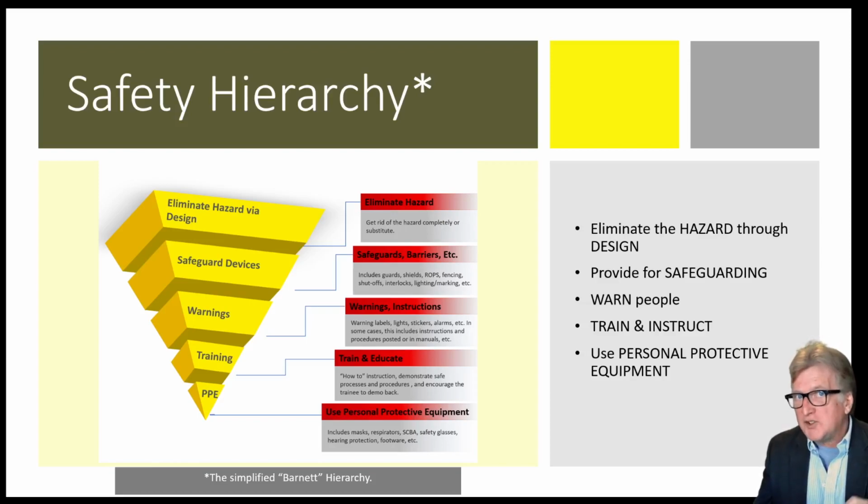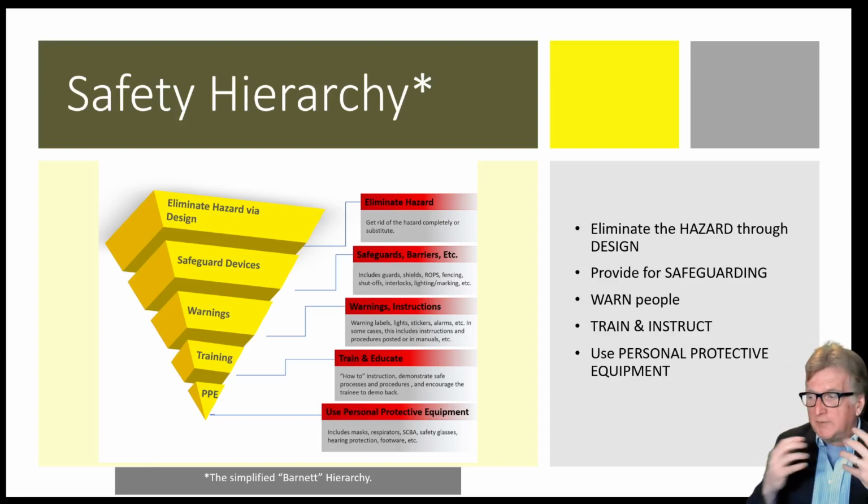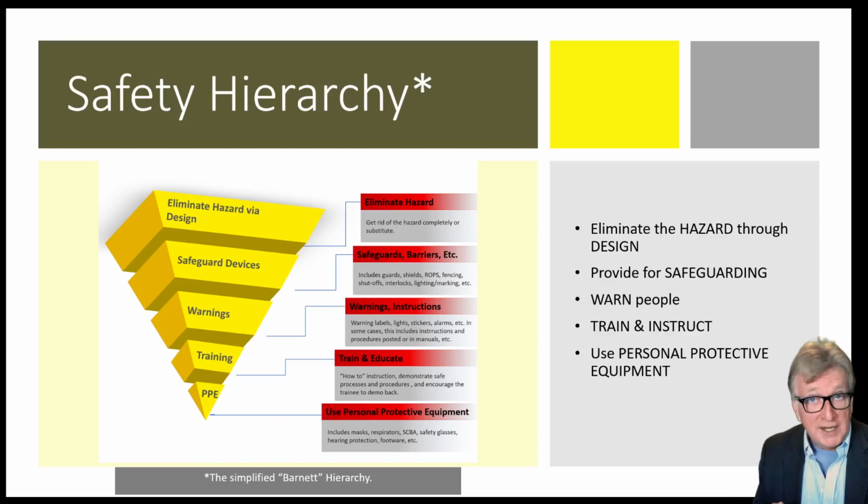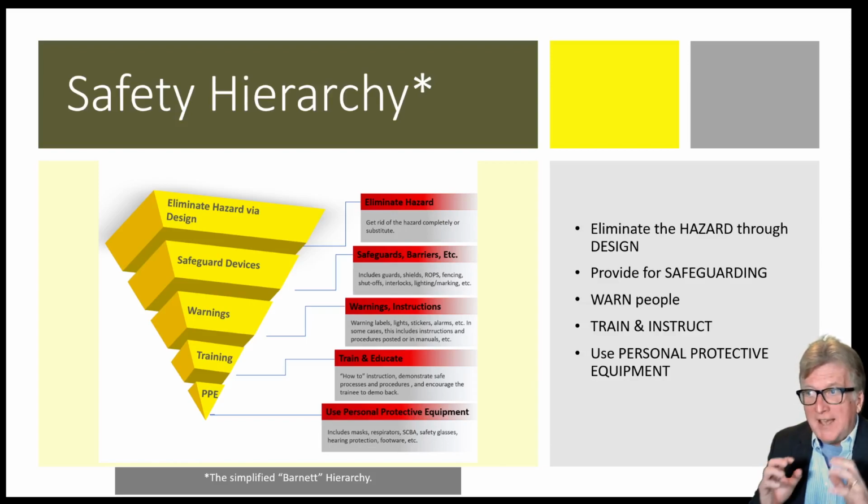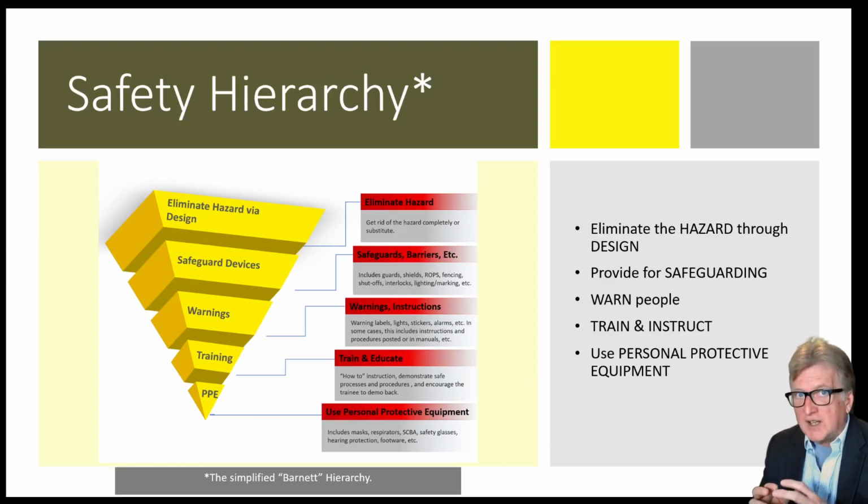Number 4 is training. So providing information about how to work with a product, how to work with an environmental system. If I'm putting out a piece of equipment for food manufacturing, I'm probably going to do a fair amount of training on how to appropriately use that piece of equipment. But that training is far less effective than if you are able to design safety into that equipment. It's required, it's necessary, but by itself is not adequate.